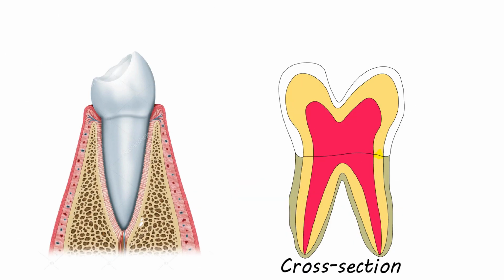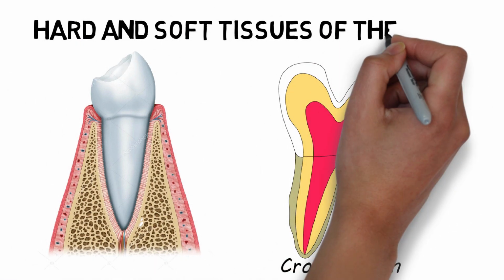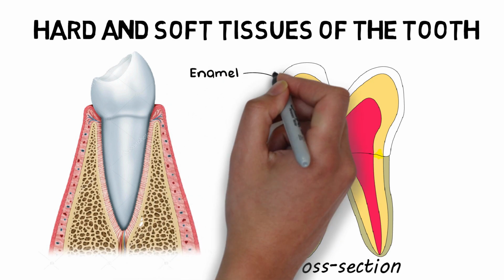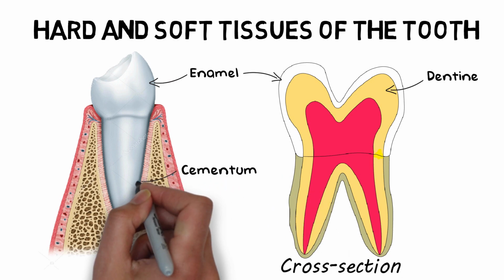Now let's talk more about the hard and the soft tissues that are normally present in a single tooth. So there are 4 tissues that collectively make up the structure of a tooth. 3 of them are hard tissues, which include enamel, dentin, and cementum, while 1 is a soft tissue, the dental pulp.